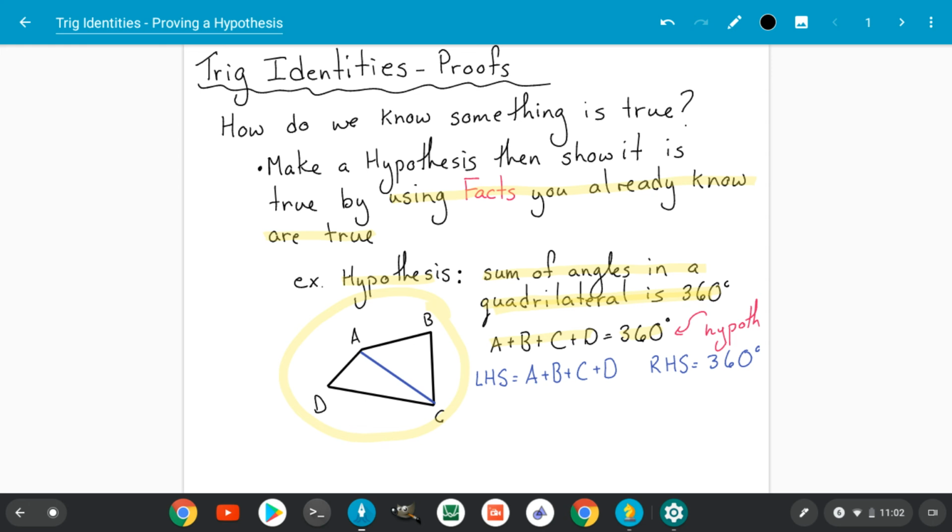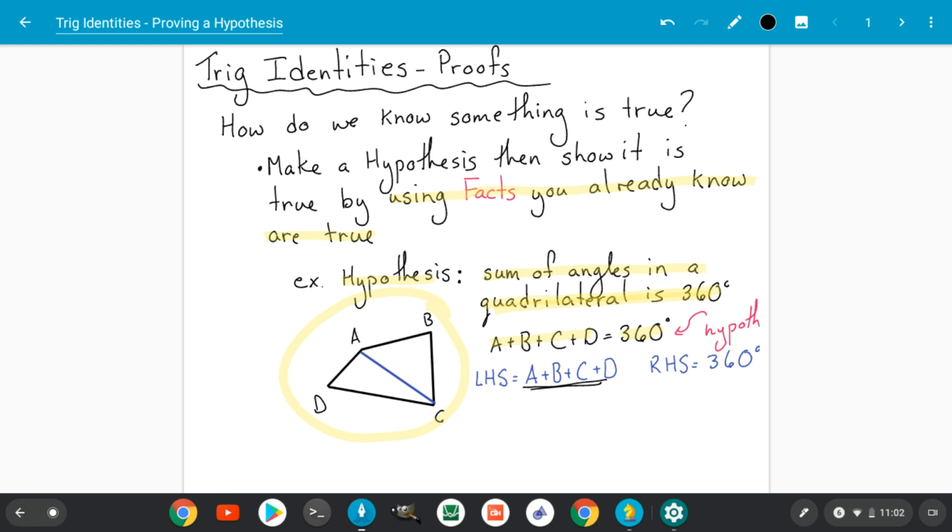And the reason I made that choice is because it's more complicated than the right-hand side. So if I wanted to take the right-hand side to the left-hand side, then I'd be taking something simple and complicating it. Where in math, we usually take something complicated and we simplify it.